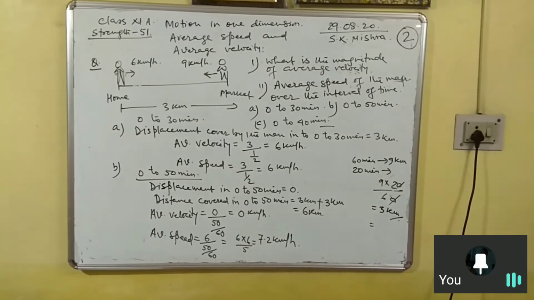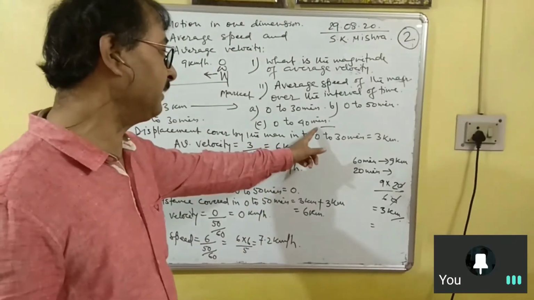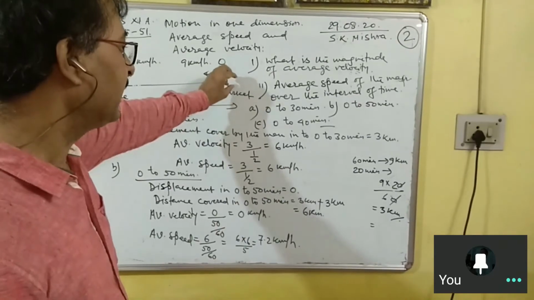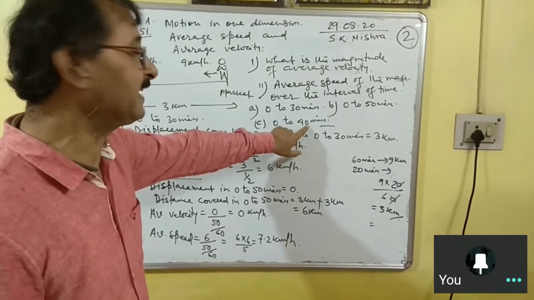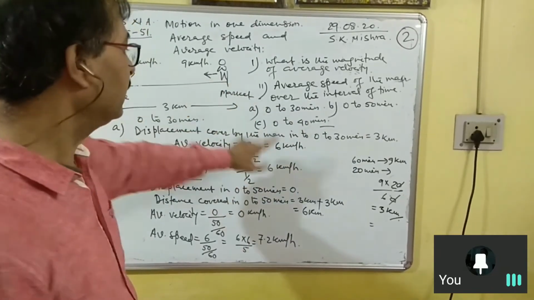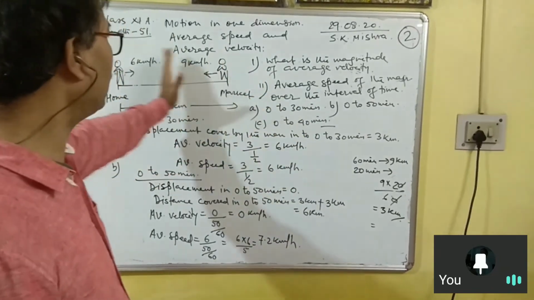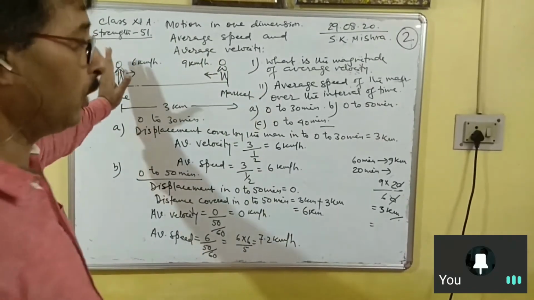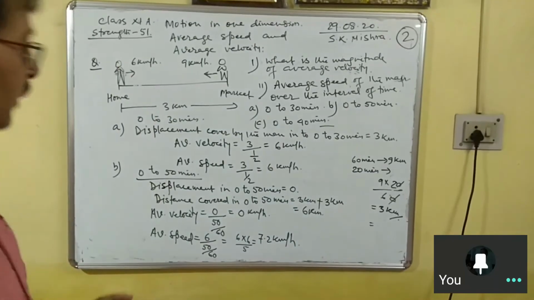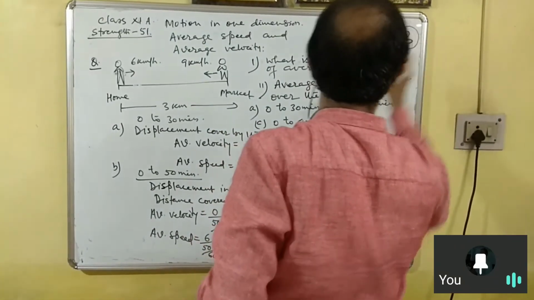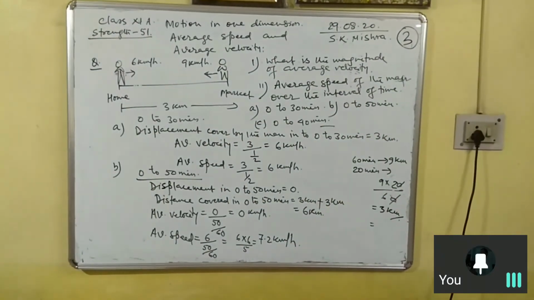Now for the third bit, 0 to 40 minutes. So in 0 to 30 minutes, the man will reach the market, and then within 10 minutes, that is 30 to 40, 10 minutes. So after reaching the market, in 10 minutes, what is the total distance covered by the man while he is returning to the home? So that you have to find. Okay, take the snapshot. This is 3, and then I will do the third part. Okay, taken.